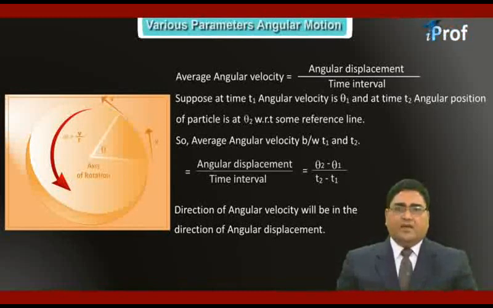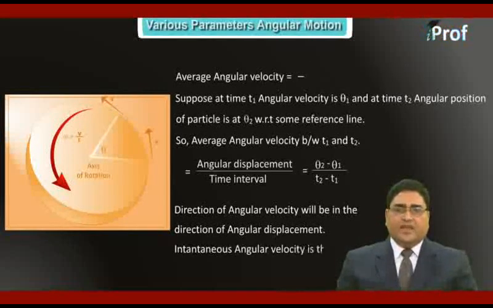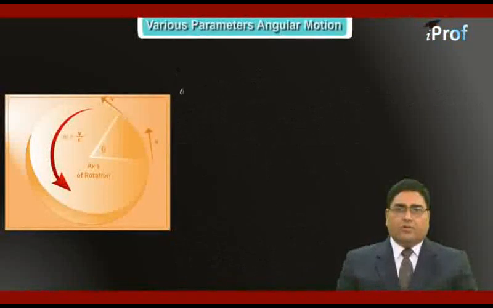Now what is angular velocity? That is instantaneous angular velocity. Instantaneous angular velocity is the angular velocity of a particle at a given instant. So omega equal to limit delta t tends to 0 delta theta upon delta t, that is equal to d theta upon dt.